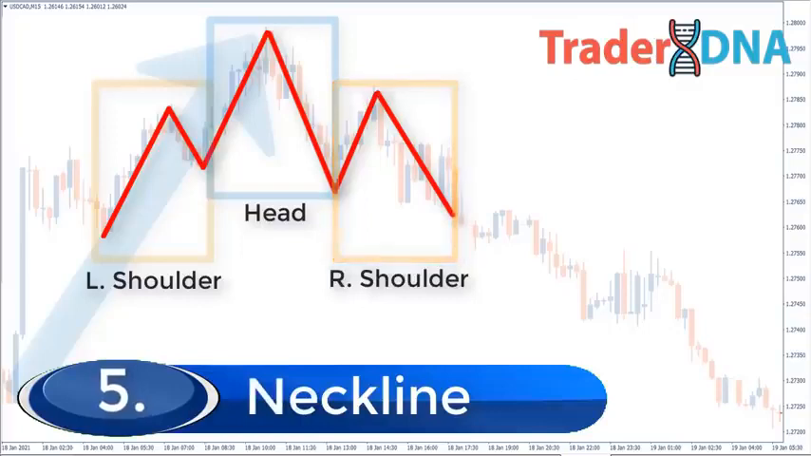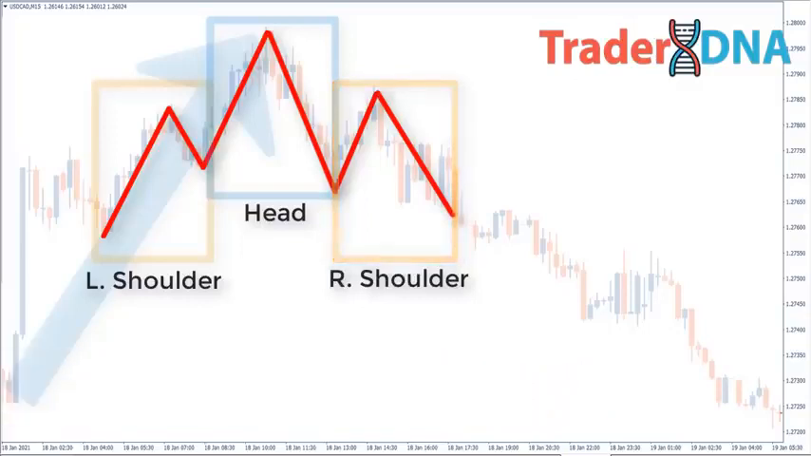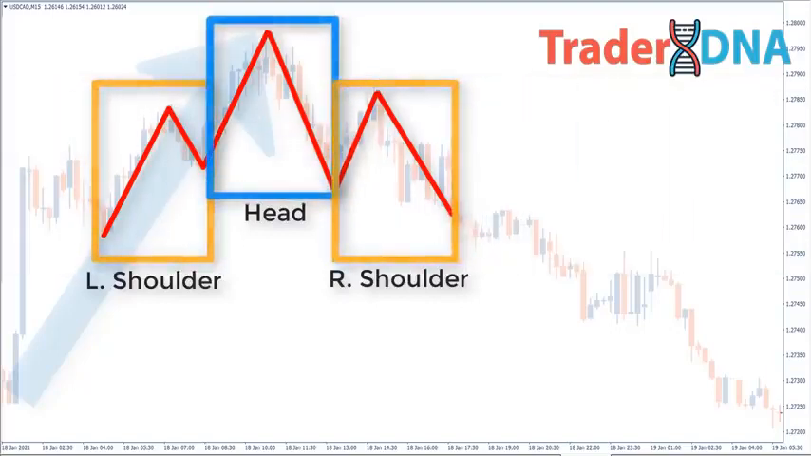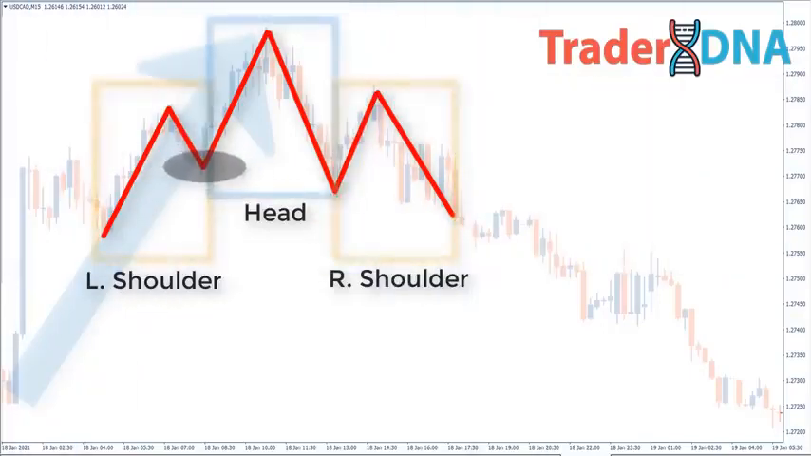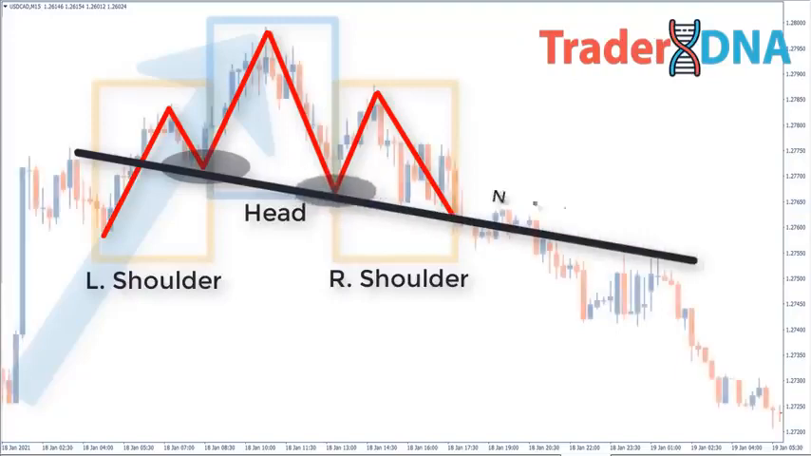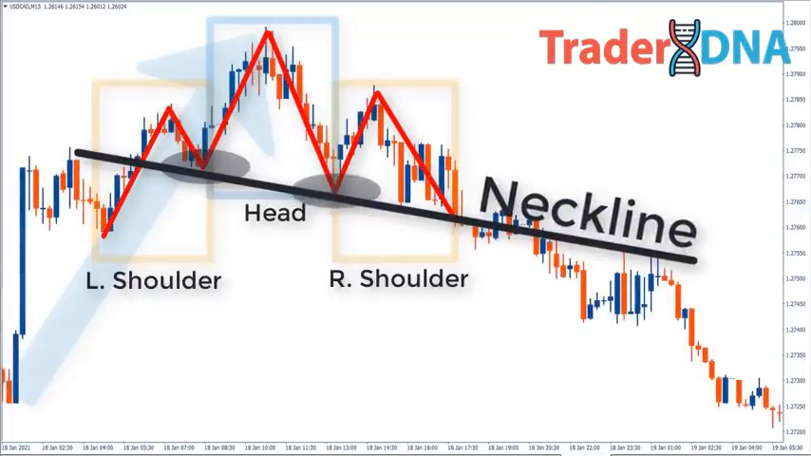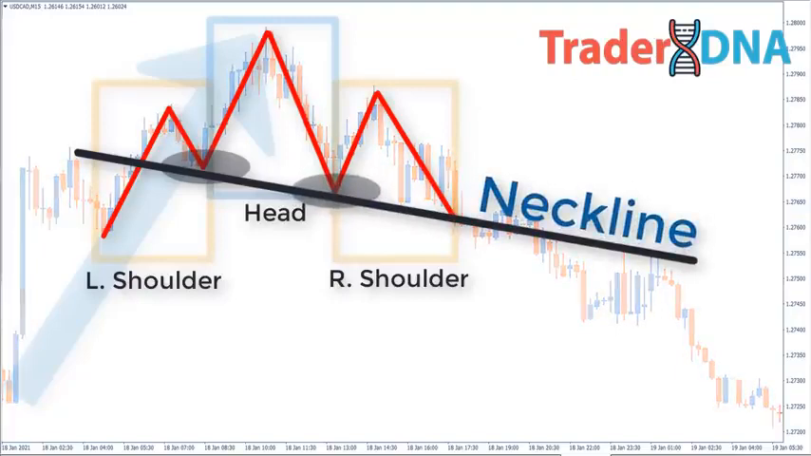Step 5. Neckline. The neckline is the level of support or resistance that traders use to determine strategic areas to place orders. To place the neckline, the first step is to locate the left shoulder, head, and right shoulder on the chart. In the standard head and shoulders pattern, we connect the low after the left shoulder with the low created after the head. This creates our neckline. We'll discuss the importance of the neckline in the following section.